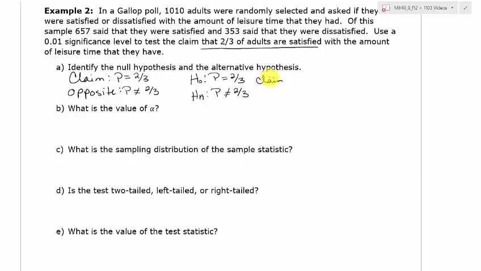What is the value of alpha? So that is the significance level. So alpha here is equal to 0.01. So that's the significance level of our test. What is the sampling distribution? Proportion is Z, and it would be P hat minus P divided by the square root of PQ over N. So that's the equation for our test statistic.